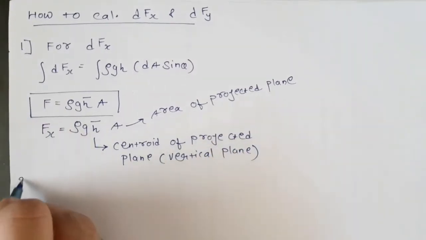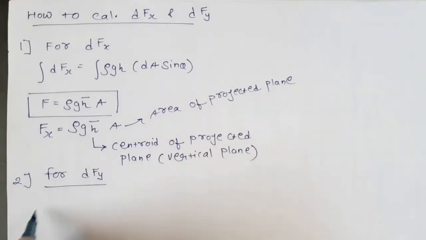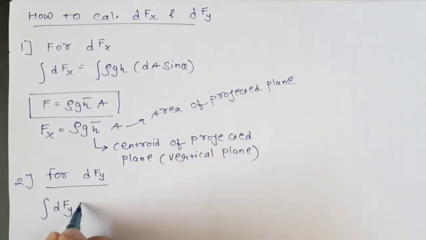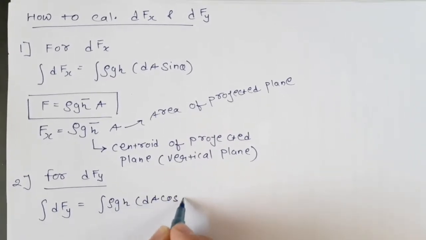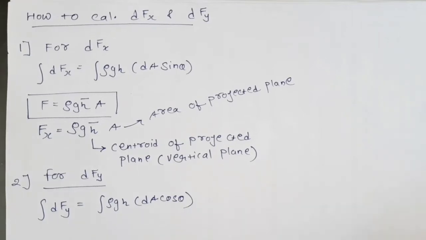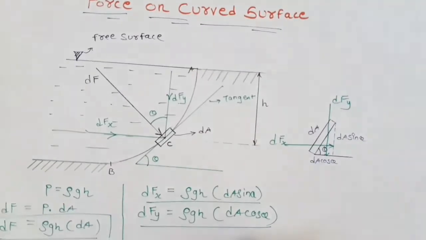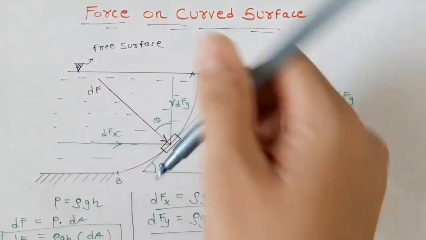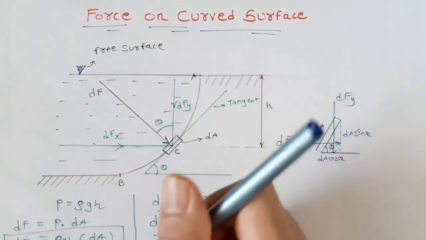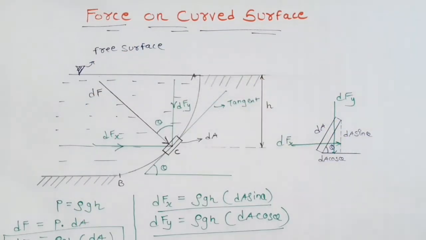So now we will see how to calculate dFy. Now the integration of dFy will be the integration of rho g h into dA cos theta. So now this term is a little bit tricky. Don't worry, I will make it simple. So here you can see this dFy is in the downward direction. Now in fluid mechanics, generally the force which is in the downward direction is the weight of the fluid. Okay, it is the weight of the fluid.